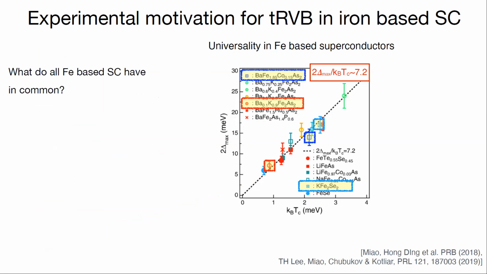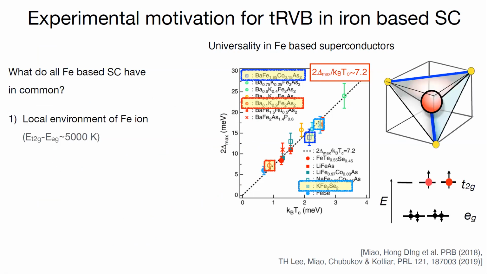Now the question is, what is universal in the iron-based superconductors? What do they all have in common? It's not the electronic structure. But what is the same everywhere is the local environment of the iron atom. So what you have is this tetrahedral environment around an iron atom. This is the iron atom. This leads to this crystal field splitting where you have essentially two electrons in a t2g shell.